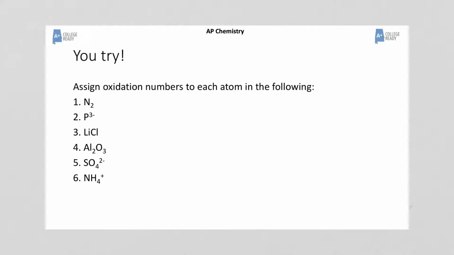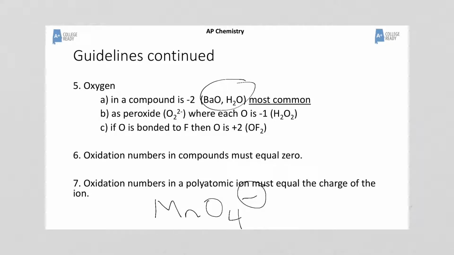So let's go through and try to assign oxidation numbers. Actually, let's go back and I'm going to go through this permanganate ion example. As I said here, in a compound, oxygen is negative 2, and again, look for that in these polyatomic ions. You're going to assign oxygen a negative 2 oxidation number, because typically we'll start with oxygen, and since we know it's going to be a negative 2 oxidation number, we can figure out whatever else is bonded to it.